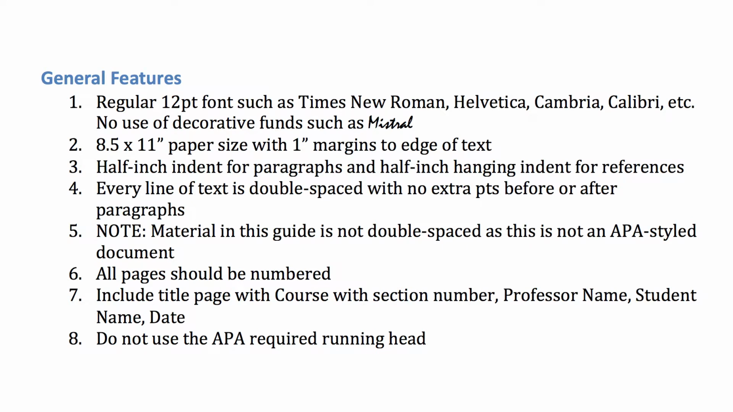The general features of an APA document are pretty simple. A regular 12-point font, nothing fancy, 8.5 by 11 paper with 1-inch margins. Every line is double-spaced. This is a little bit tricky because sometimes word processors will add extra points before or after the paragraphs. We look for true double spacing all the way throughout.